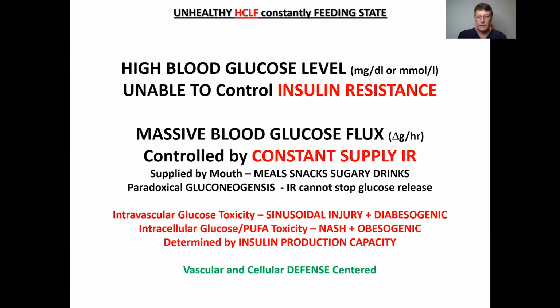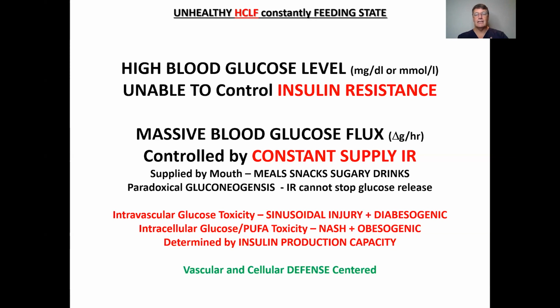And we're going to look at the liver cells to see how that happens. And whether you clear sugar rapidly from the bloodstream and get intracellular hyperglycemia, or whether you develop vascular hyperglycemia that can be measured as a blood glucose concentration, is determined by insulin production capacity, and that's genetic. But it's also determined by the amount of simple sugar and sugar that you eat. And under these conditions, the vascular and cellular system is now in defense mode.